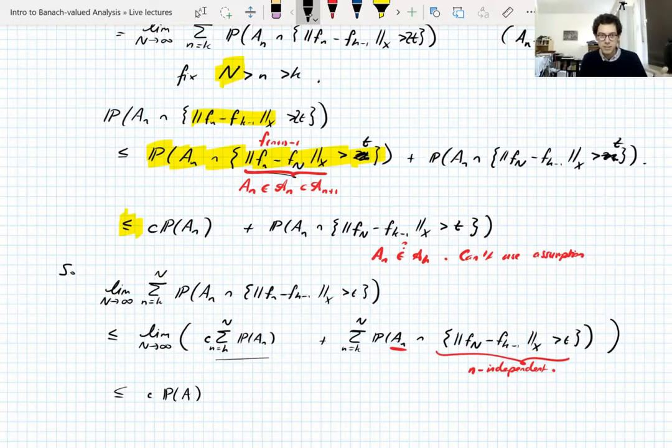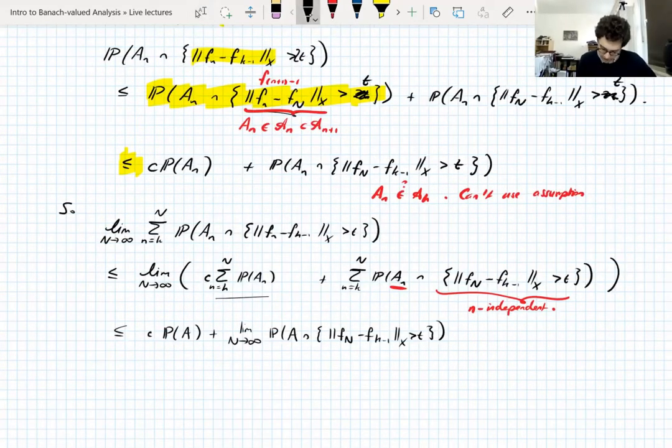A_N is A intersect T equals N. So you look at all the possible values of T. This is a partition of A. It's actually a partition of a subset of A, so that probability is less than that of A. You get the limit as n goes to infinity of the probability of A, same argument as before, intersect where this oscillation is large.